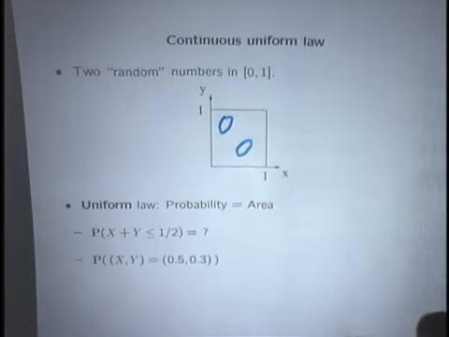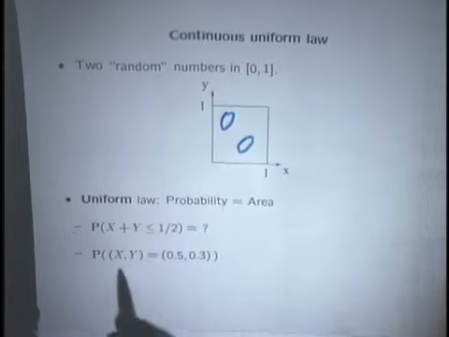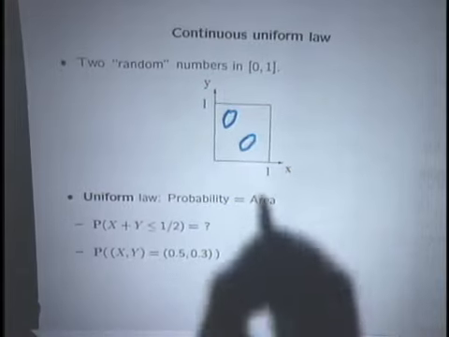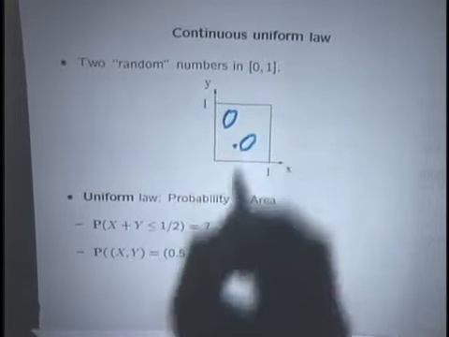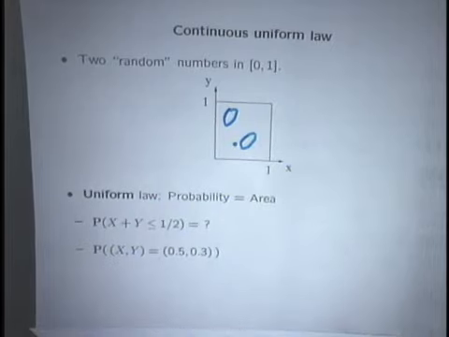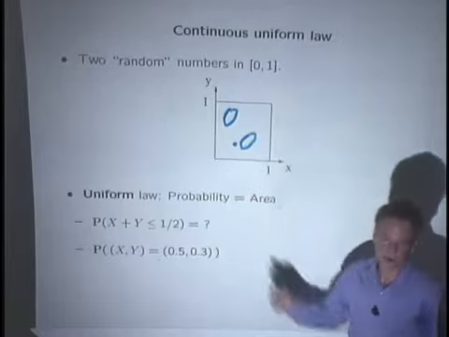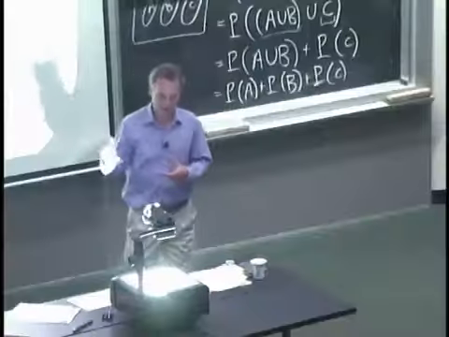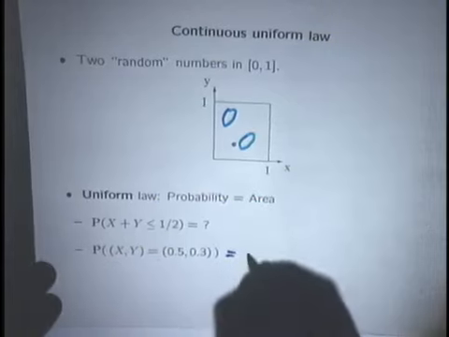We can now answer questions. Let's answer the easy one. What's the probability that the outcome is exactly this point? That, of course, is 0, because a single point has 0 area. And since probability is equal to area, that's 0 probability.